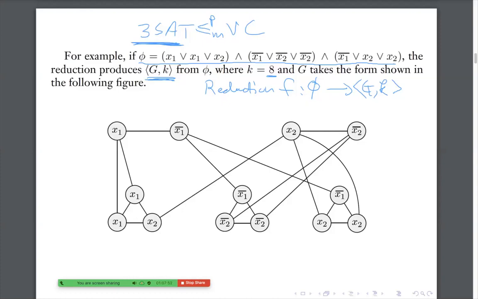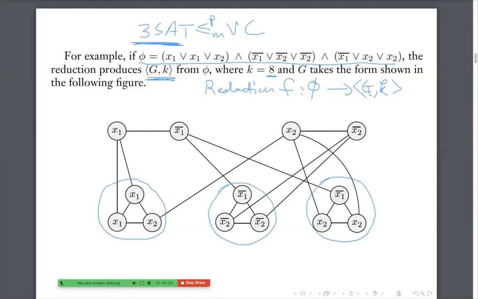So here is how we construct this. First, look at each clause. This is one clause. This is another, the second clause, right? So there's x1, x2, x1, then x1, x2, x1 bar, then x2 bar, x2 bar, and then x1 bar, x2, x2. So this is a clause. Now, within each clause, we have this connection, so they are all connected.